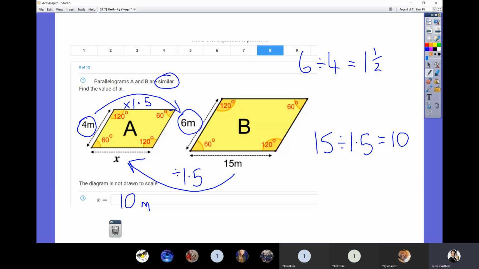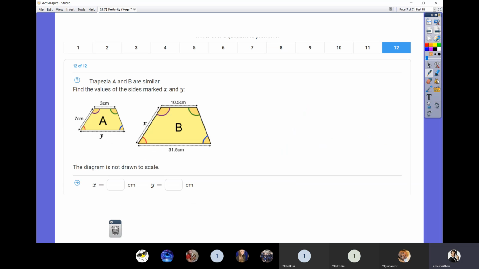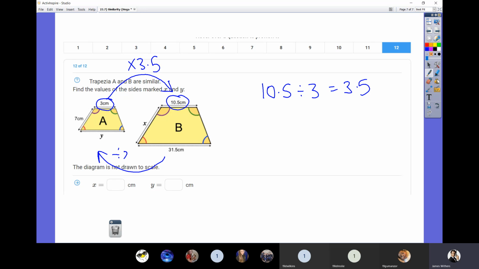And then finally, for question 12, same idea. You start off looking for the side that is common to both, and on this occasion that is the top side. So how do we get from 3 to 10.5? I don't know, I'm going to have to do it on my calculator. 10.5 divided by 3. I think it's going to be 3.5, but let's just check. 10.5 divided by 3 is 3.5. So I know that all the lengths in B, if I'm going from A to B, I multiply by 3.5. And if I'm going from B to A, I'm going to have to divide by 3.5.